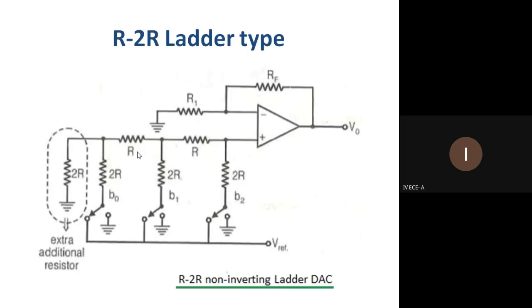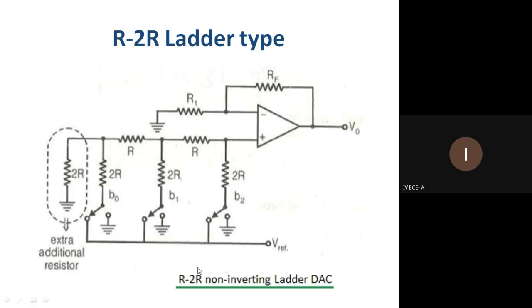So we choose the R and 2R values. Here we use only two resistance values, R and 2R. In the series arm we connect only R, and in the parallel arms we connect 2R resistance. Right? So we connect the reference voltage, plus 5 or plus 10 volts. It indicates the logic 0 or logic 1 value. If the switch position is connected to ground, it is 0. If the switch position is connected to reference, it indicates the input is 1 signal.